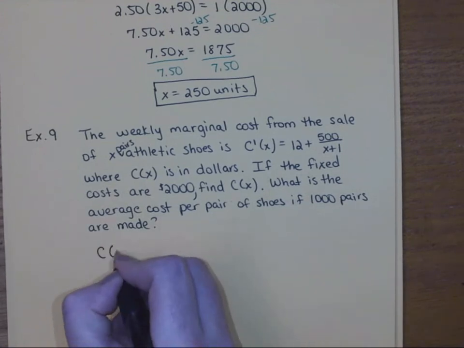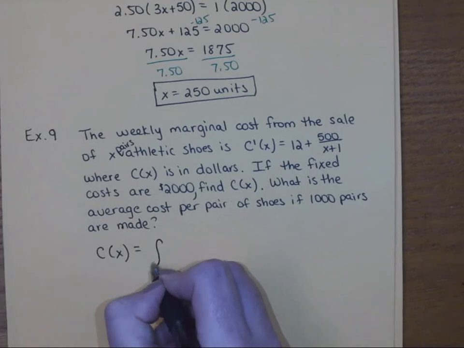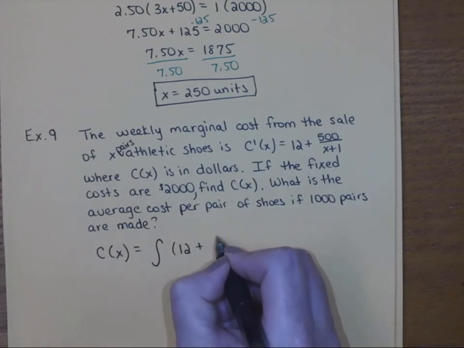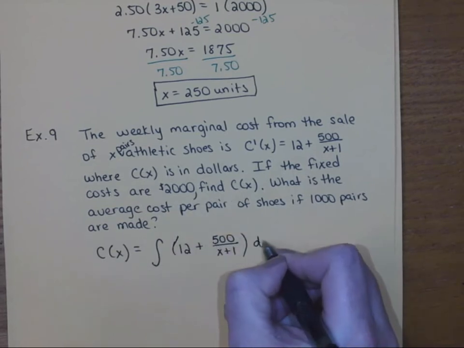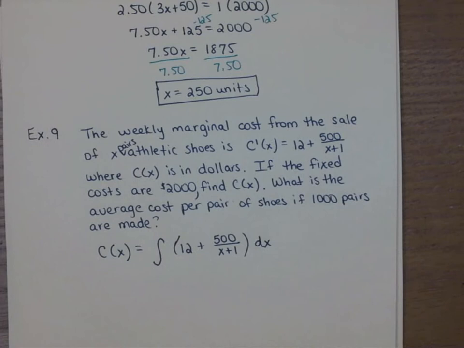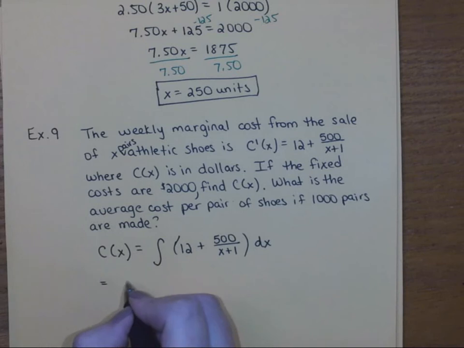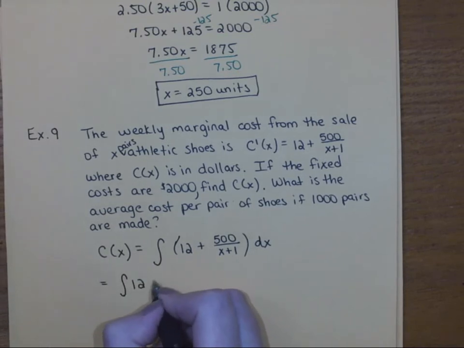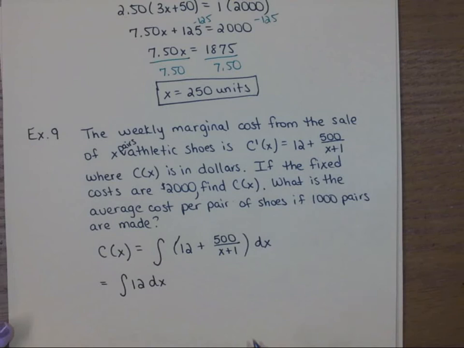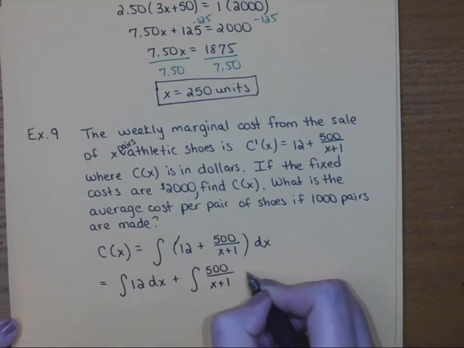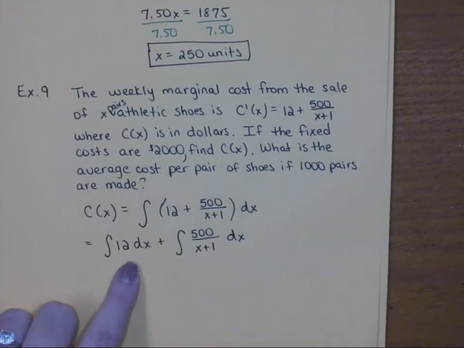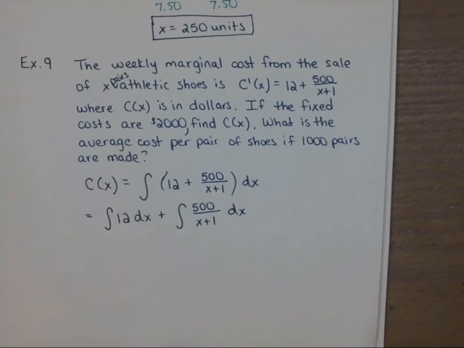So if I want to find the original cost function, I'm going to need to do the antiderivative of 12 plus 500 over x plus 1 dx. Alright, so I'm going to simplify this. I'm going to pull these apart into separate pieces: 12 dx plus the integral of 500 over x plus 1 dx. In other words, I don't need to make this more complicated than it is. We'll talk about that in a minute, but this one is a little more challenging, right?